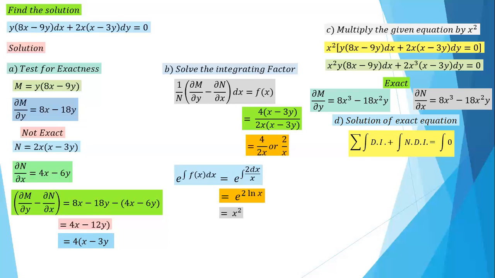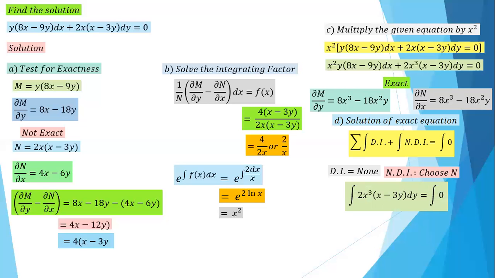We use the second method. It is the summation of the integral of direct integration plus the integral of non-direct integration equals the integral of 0. Where our DI is 0 or none. Then for our NDI, we choose N as our NDI.